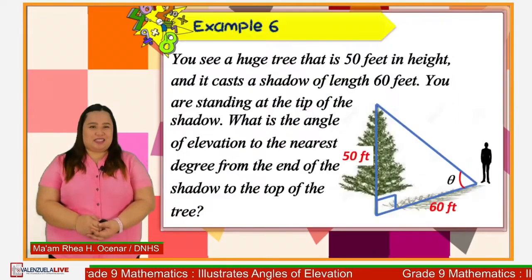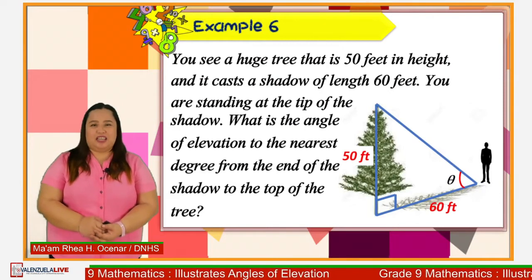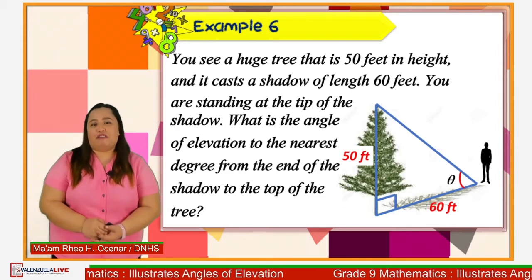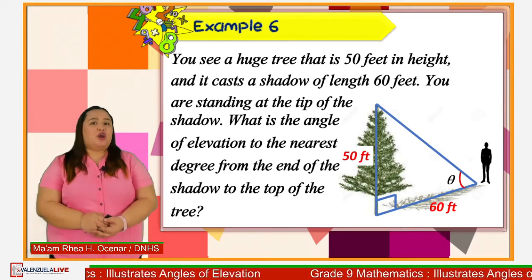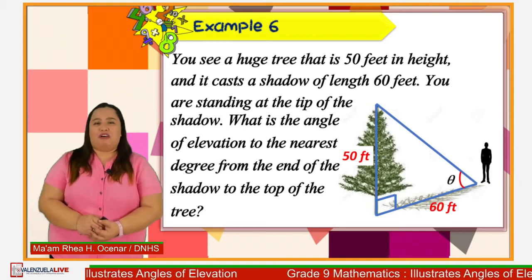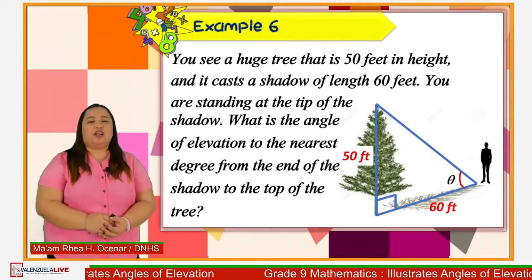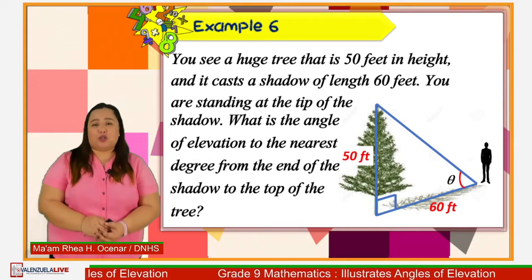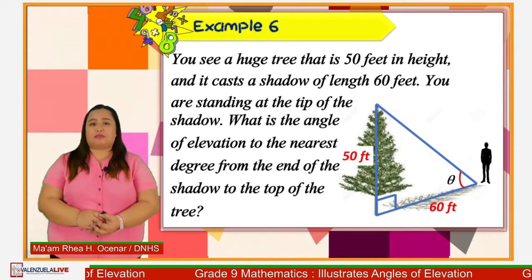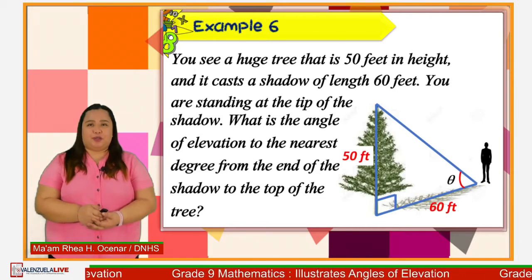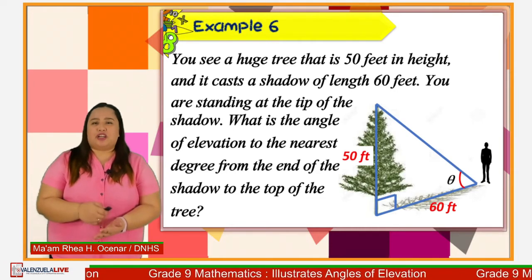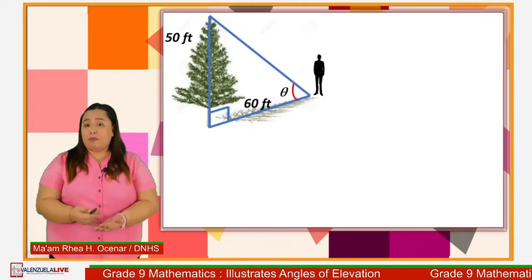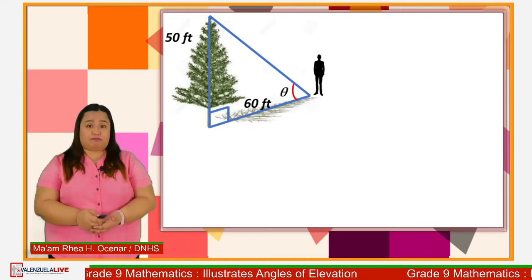Example number 6. You see a huge tree that is 50 feet in height and it casts a shadow of length 60 feet. You are standing at the tip of the shadow. What is the angle of elevation to the nearest degree from the end of the shadow to the top of the tree? Analyze the given figure. What is the relationship of angle theta to the 50 feet measure? And how about the 60 feet measure?